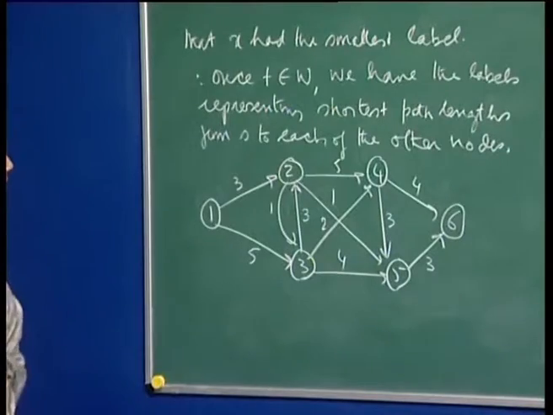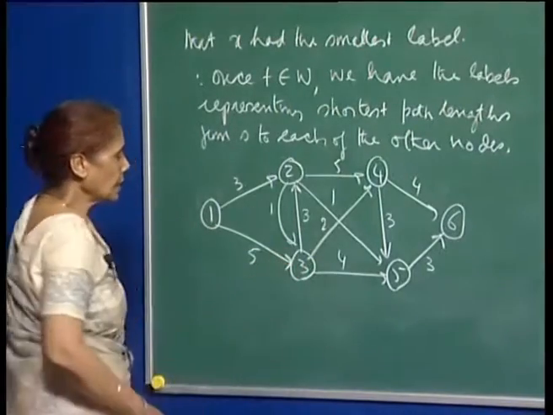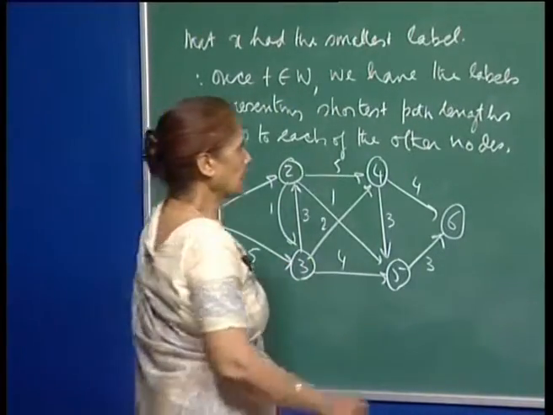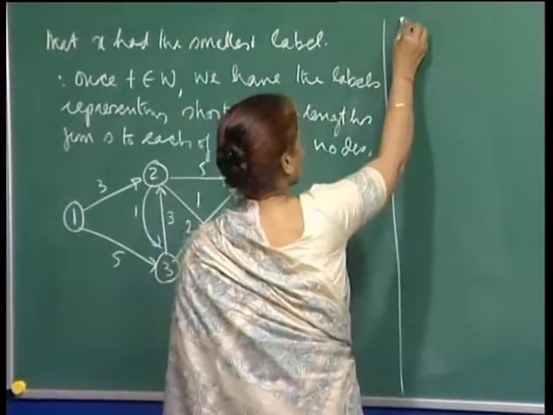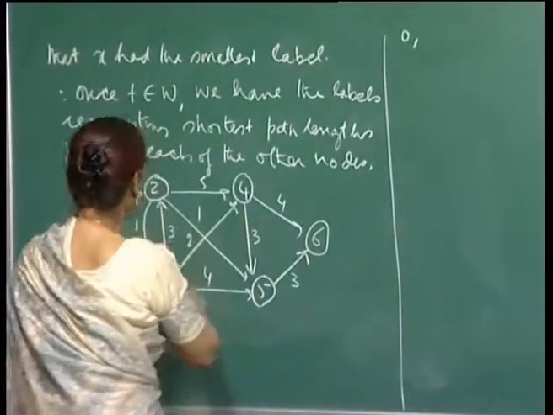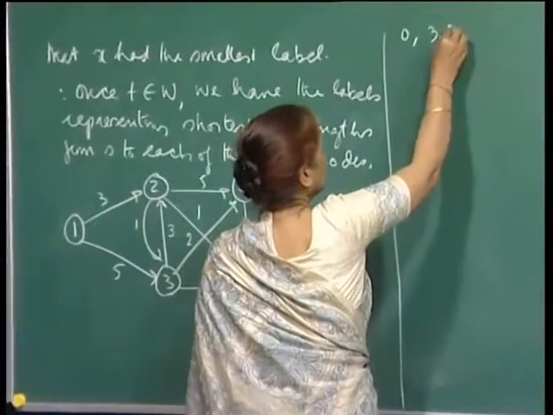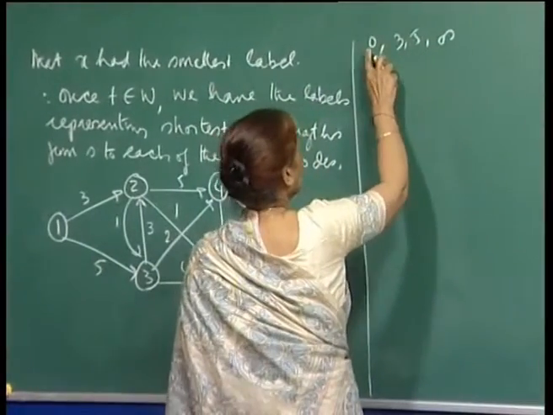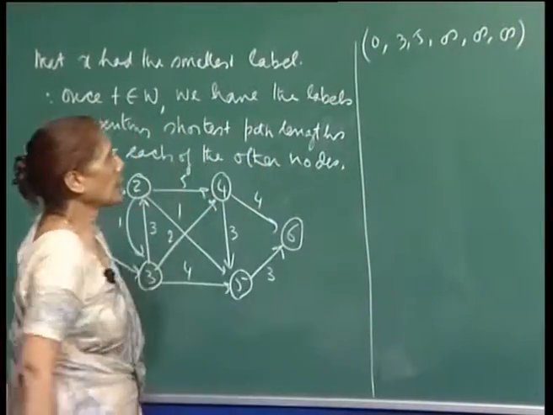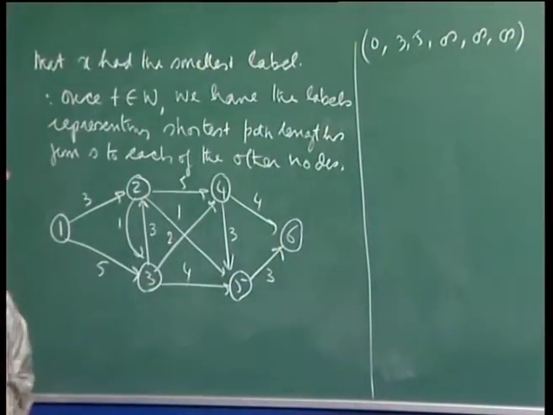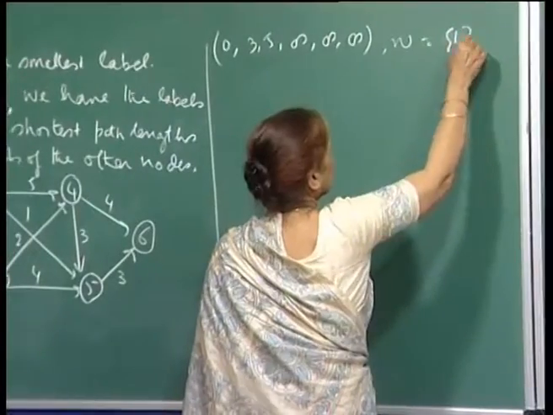If this is the network, the distances on the arcs represent your Cijs, and you want to find the shortest path from 1 to 6. I can start writing the labels here. The initial labels would be 0, and for nodes 2 and 3 the labels would be 3 and 5, and for the rest infinity. So this will be nodes 1, 2, 3, 4, 5, and 6, six labels, the starting labels. My initial W consisted of just node 1 with label 0.